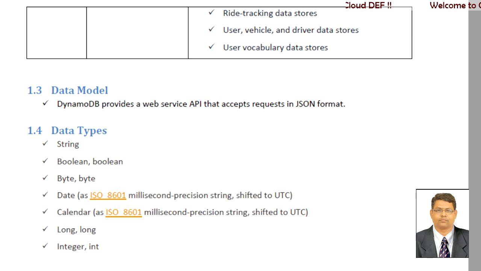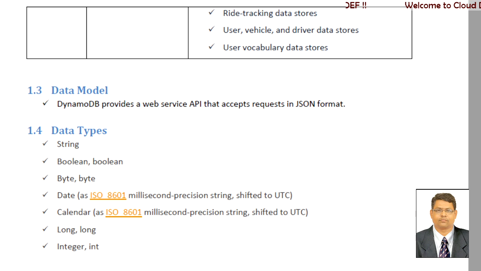DynamoDB provides a web service API that accepts requests in JSON format. 1.4 Data types. String. Boolean. Byte. Date, as ISO_8601 millisecond precision string, shifted to UTC. Calendar, as ISO_8601 millisecond precision string, shifted to UTC. Long. Integer. Double. Float. Big decimal. Big integer.